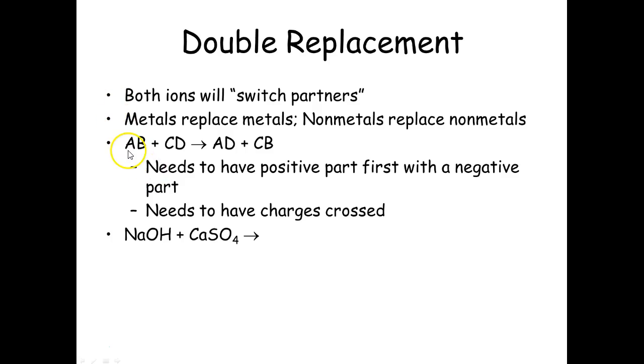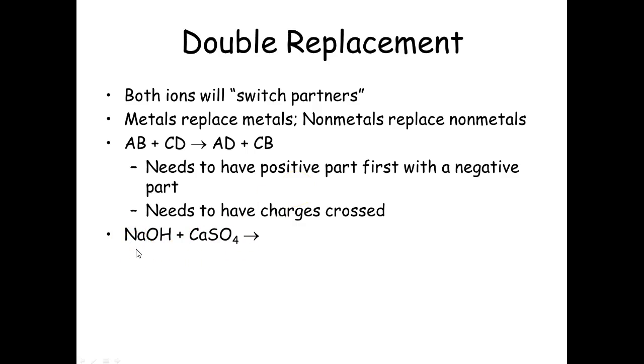So if you look at this equation, you have AB and CD making a new compound, and your A goes with the D and your C goes with the B. And if you think in terms of math, they use FOIL, first and last, inside and outside. The first and last works well, but the inside and outside, make it fit however you need to remember it. But remember, you have to have the positive part first and then the negative part, and you cross your charges.